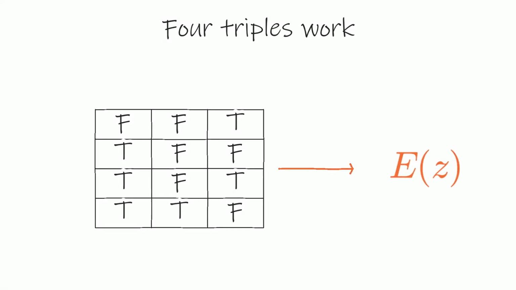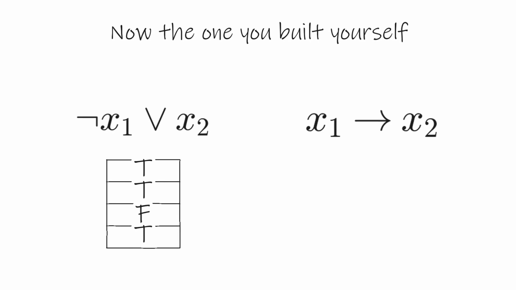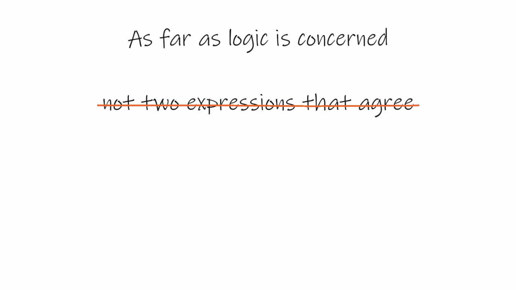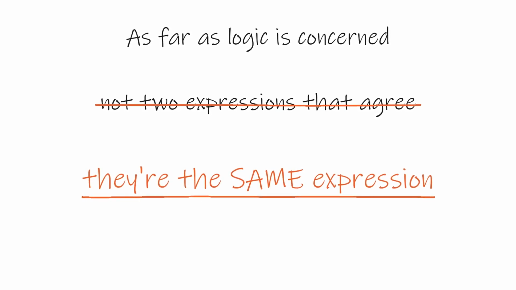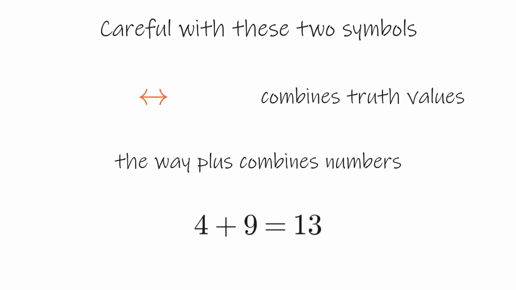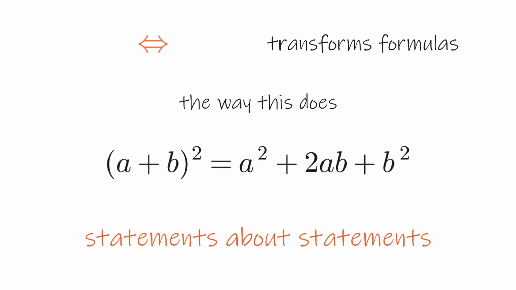That's A of z. Now the one you built yourself. Not x1 or x2, and x1 implies x2, same satisfaction set. As far as logic is concerned, those aren't two expressions that agree. They're the same expression. Careful with these two symbols. The if and only if combines truth values, the way plus combines numbers. 4 plus 9 is 13. Equivalence transforms formulas. The way a plus b squared becomes a squared plus 2ab plus b squared. Statements about statements.